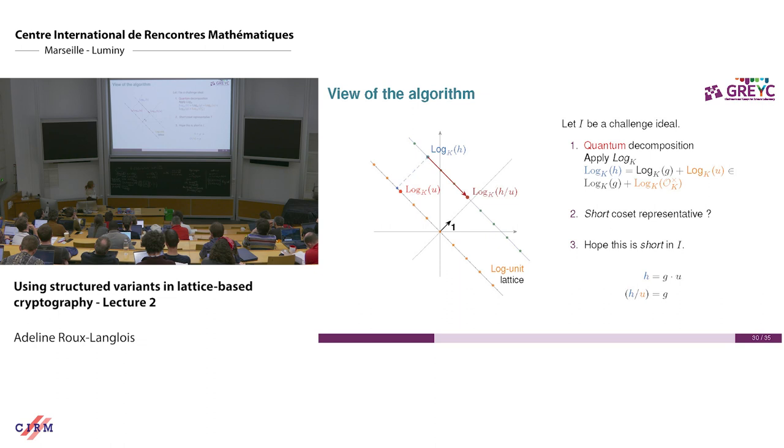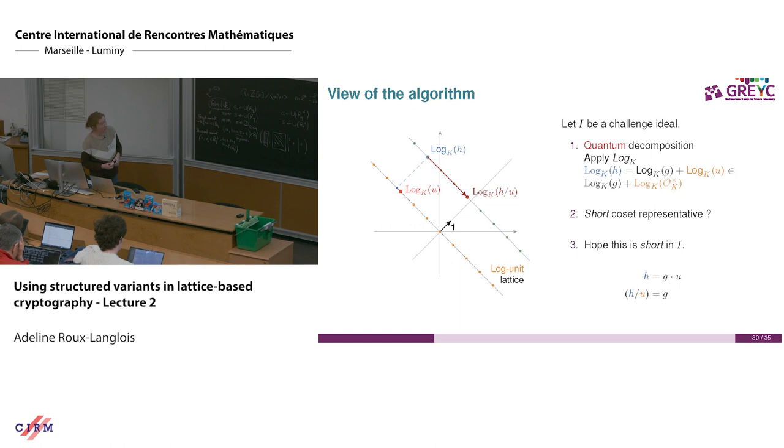And once I've done that, I just have to come back and compute h over u, and hope it's g, hope it's short. So you will have to trust me that it works. I will not prove it here. But using this algorithm, you will be able to find the short g given h, which is not short. So thanks to the log unit lattice. Okay. So that was for the principal ideal problem.